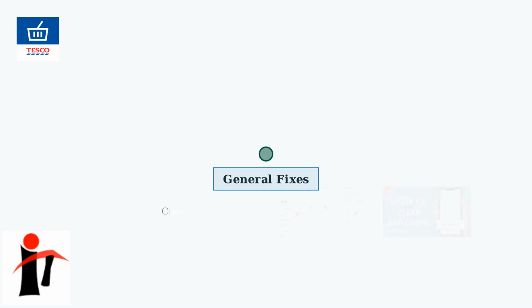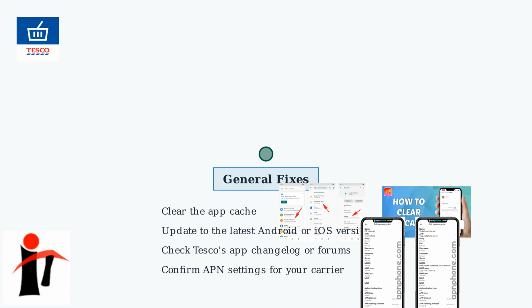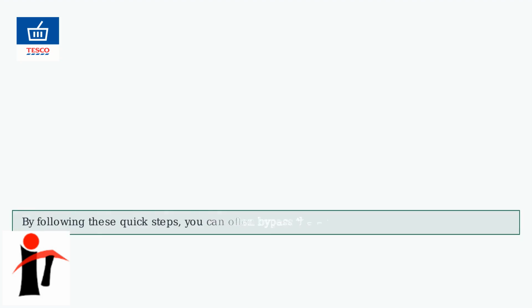Clearing the app cache and updating to the latest version of Android or iOS can also resolve underlying issues. Remember to check Tesco's app changelog or their forums for any user-submitted fixes, as they often prioritize server-side stability over immediate app patches. Also, confirm your APN settings are correct for your carrier. By following these quick steps, you can often bypass the error and get back to your shopping.